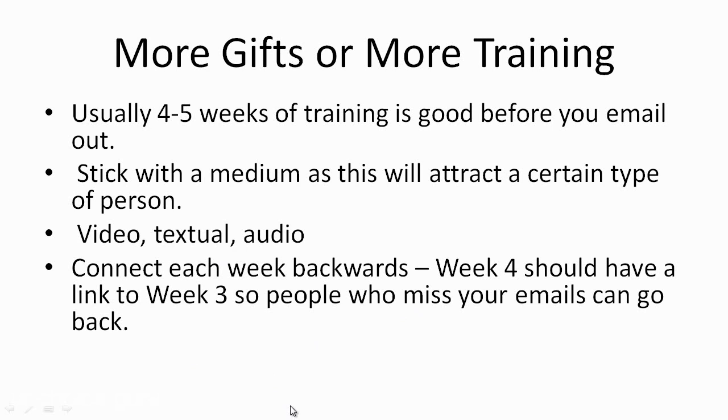Now, the key to this is connect each week backwards. So week 4 should have a link back to week number 3. So in the email with week 4, you can say something like, I hope you had a chance to view week 3. If you haven't, here's the link. Now let's talk about week 4, so that if anybody misses your emails, they can always go back. So have a link from that week to go back. But obviously with week 1, there's nothing to go back. So it starts with week 1. And I'll talk a little bit more about that in the next slide after this one.